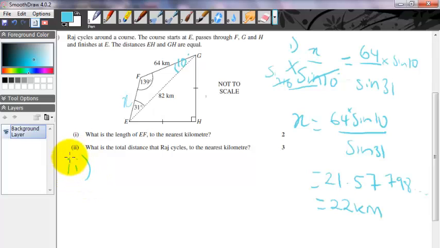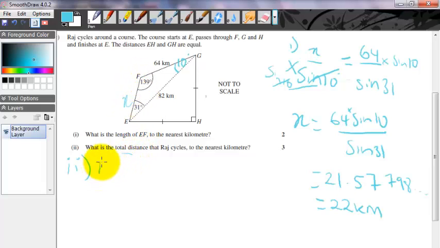Part double I. Might as well listen first. What is the total distance that Raj cycles to the nearest kilometer? So the total distance he travels, well, he'll travel EF, FG, GH, EH. That's what the question said. He rides around the course, and that's what he does. So then that's going to be EF.